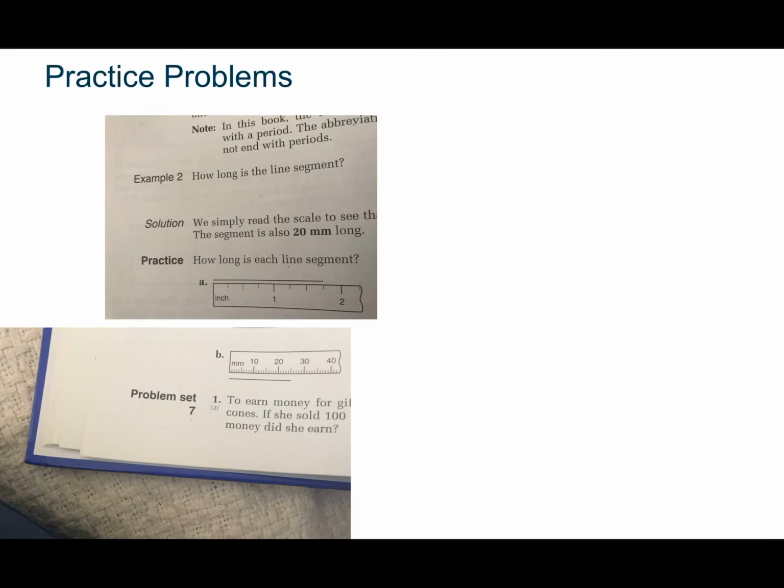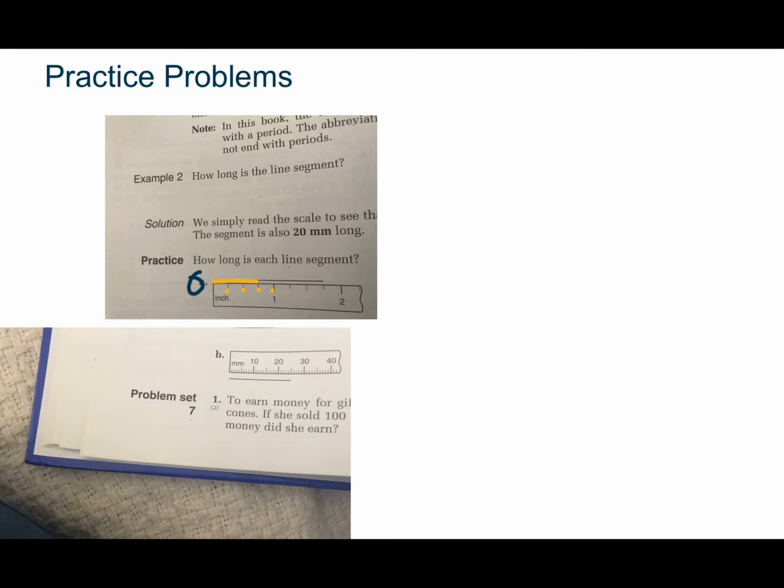Okay, so let's get started with the problem set. Again, this should be review, and it probably is. The practice problem A says, how long is each line segment? So if you'll notice, these rulers are divided into how many parts? That's right, it's 4 parts.